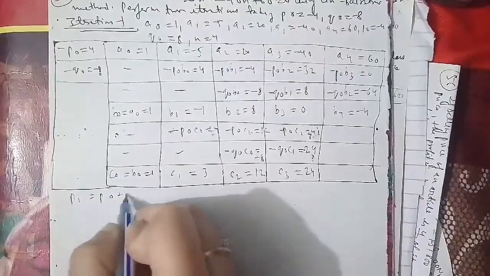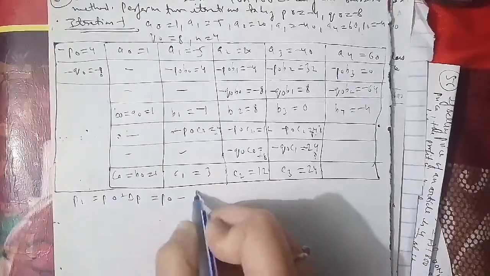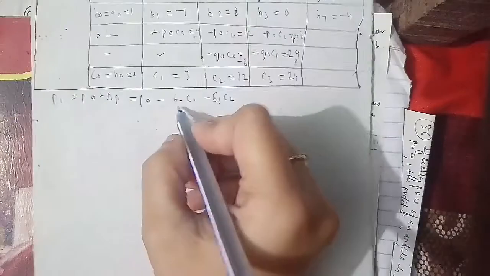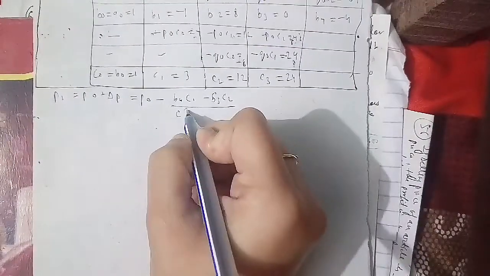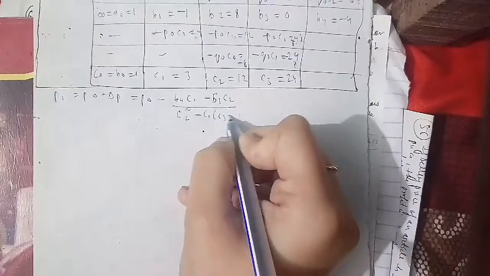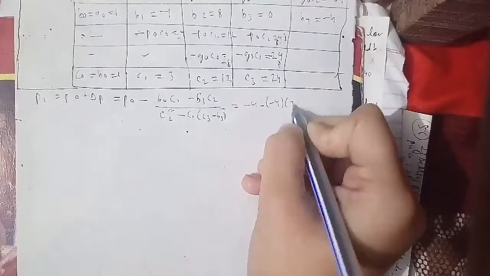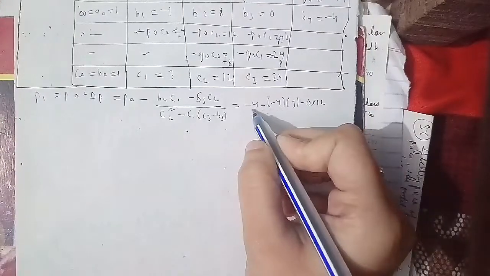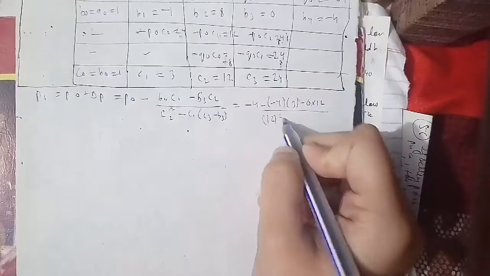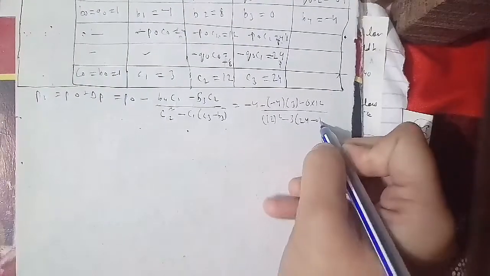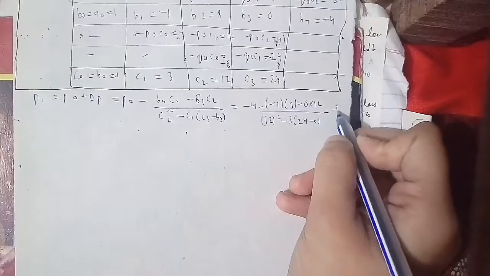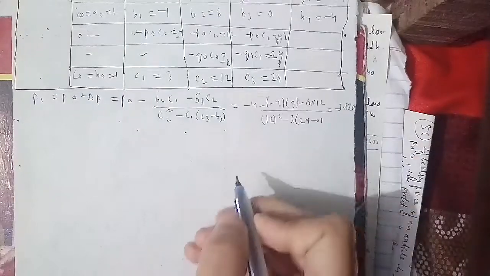p1 equals p0 plus delta p, which equals p0 minus b4 c1 minus b3 c2 upon c2 square minus c1 c3 minus b3. We'll put the values here: -4 times 3 minus 0 times 12 upon 12 square minus 3 times 24 minus 0, which equals minus 3.8333.